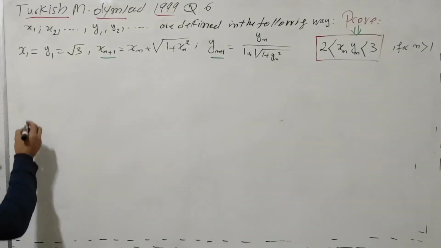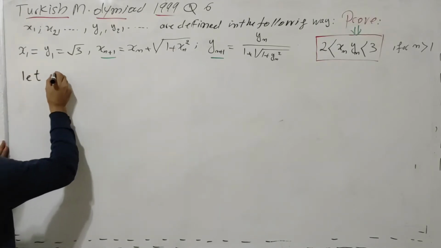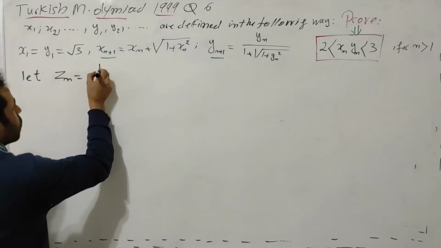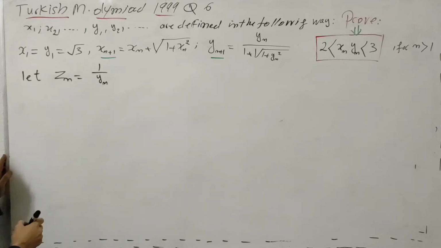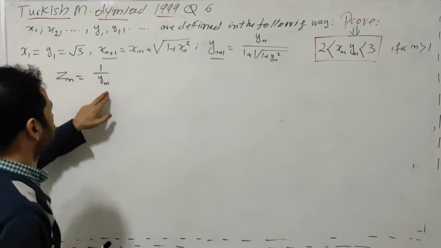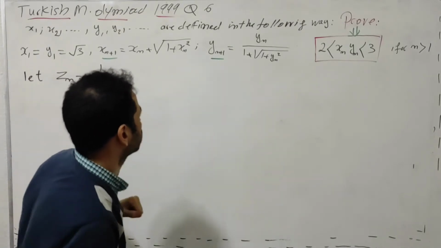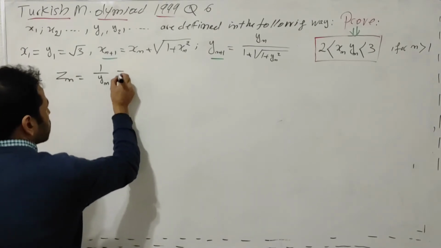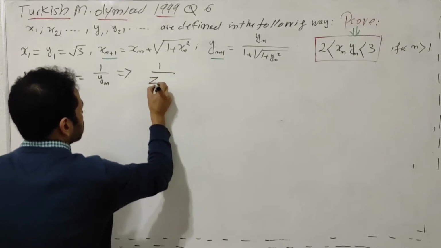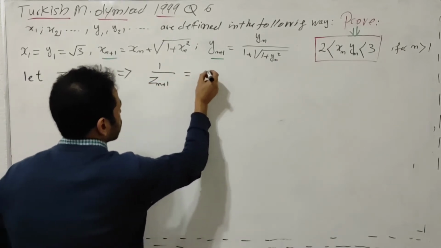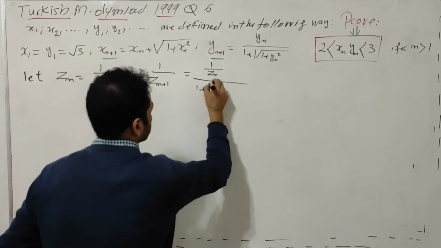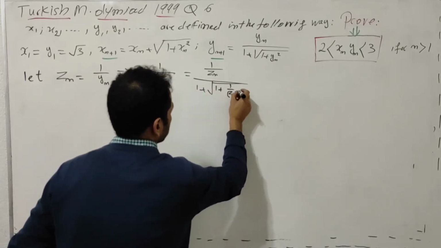The first thing I'm going to do, let Zn be a new sequence equal to the reciprocal of y sub n. So I'm going to determine Zn by replacing 1 over y sub n into this equation system. So now this implies y sub n plus 1 equal to 1 over z sub n plus 1 equal to 1 over z sub n over 1 plus square root of 1 plus z sub n quantity squared.